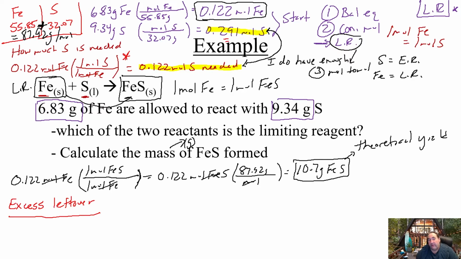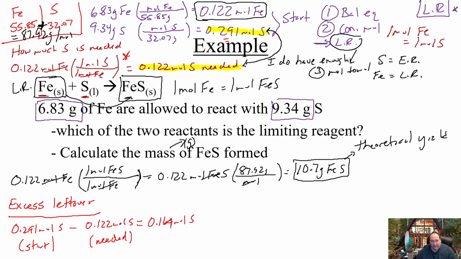And we know that we are starting with that many moles of sulfur. So we could very easily figure that out by taking 0.291 moles of sulfur, which is what we started with. From our limiting reagent calculation, we were able to figure out we needed to use 0.122 moles of sulfur. And that's how much we needed. And that means that left over at the end of this reaction, we should have 0.169 moles of sulfur left over.